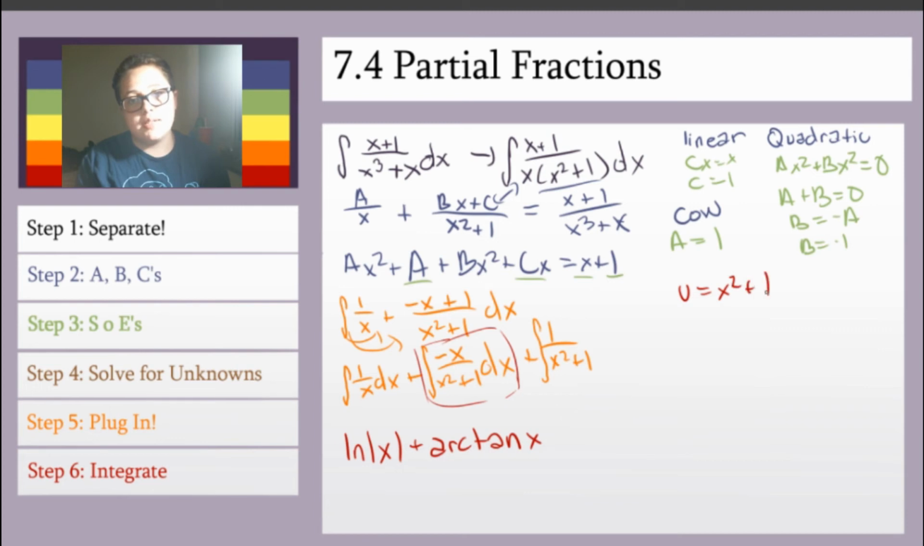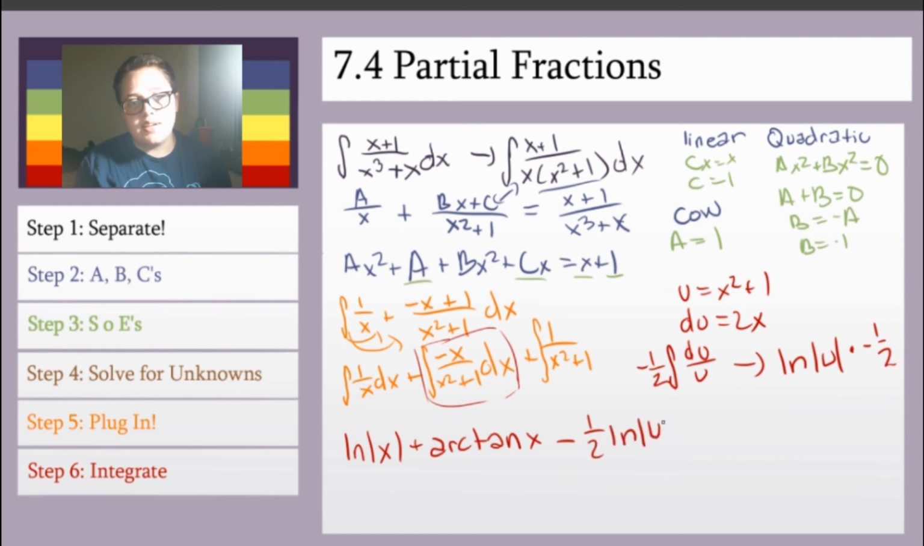So, u equals x squared plus 1, du equals 2x, and since we only have one x and it's negative, we're going to go ahead and multiply that by negative 1/2 to get what we need. So we're going to get the integral of du over u times negative 1/2, which is just ln u times negative 1/2. So minus 1/2 ln u. Now what are we forgetting? To plug u back in.